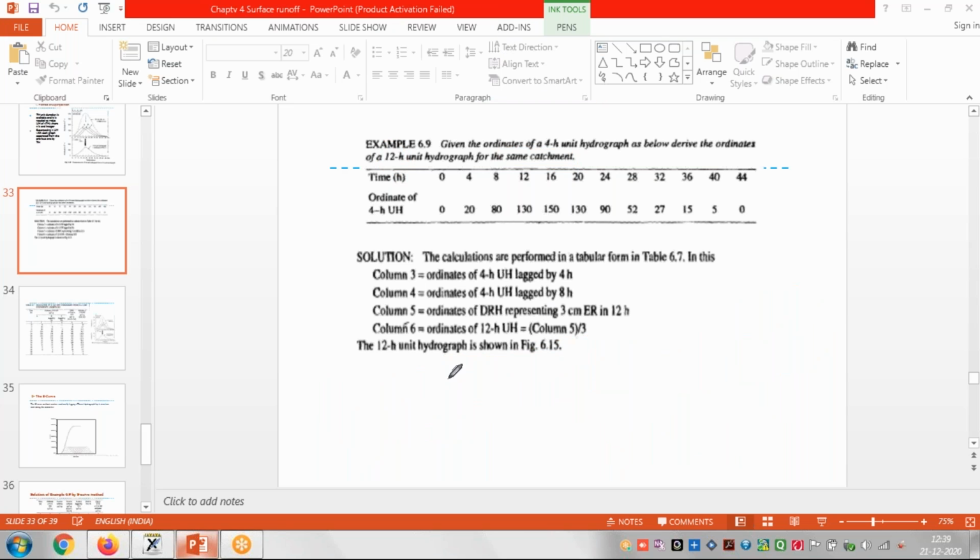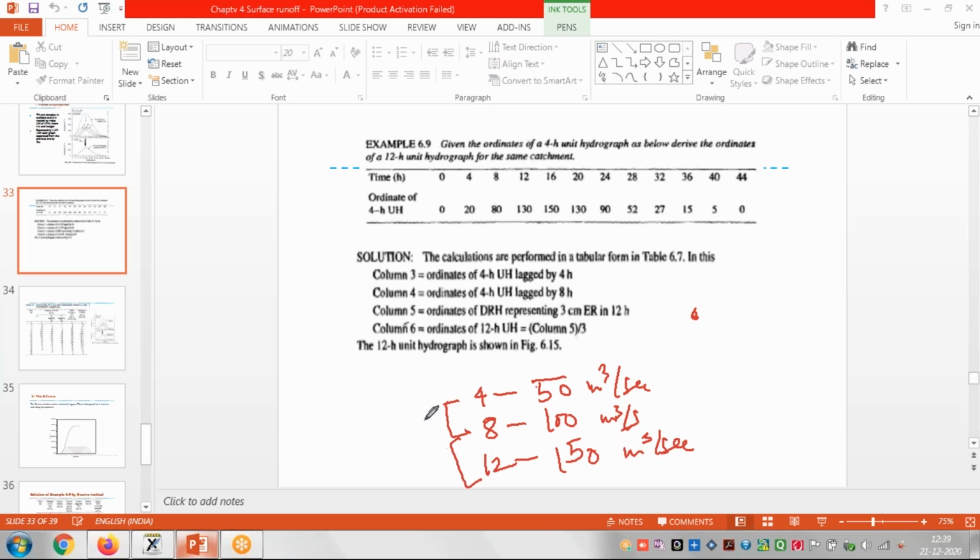This question is as simple as, they are saying that at 4 hour we calculated the discharge was, say, 50 meter cube per second, right? Then after 8 hour it was, say, 100 meter cube per second. Then after 12 hour, for example, I'm telling you, 150 meter cube per second, right? Now they have given only the every 4 hour data. After 4 hour, what is this Q value?